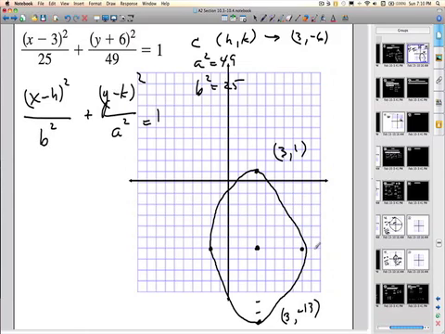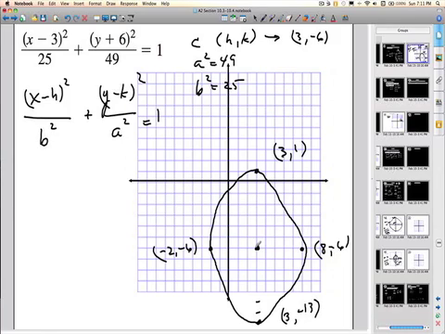I'm pretty bad at drawing ellipses. So you can see here, negative 6. We went from 3 to 5, that's 8. And we went 3 minus 5, that's negative 2, negative 6. Those are my co-vertices, and I still need to find my foci.